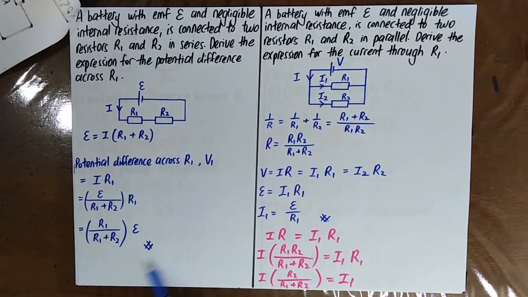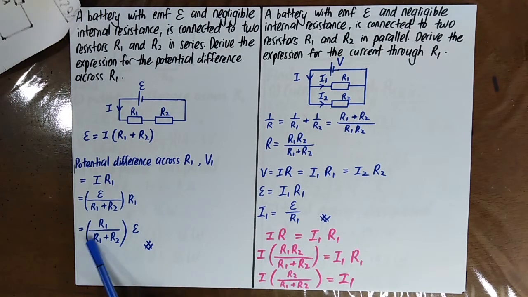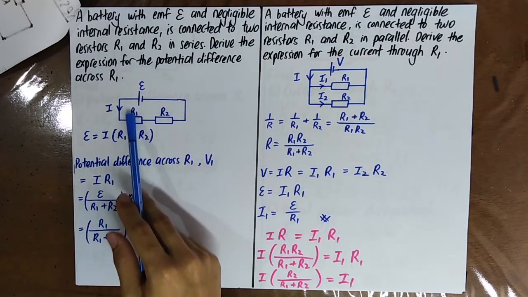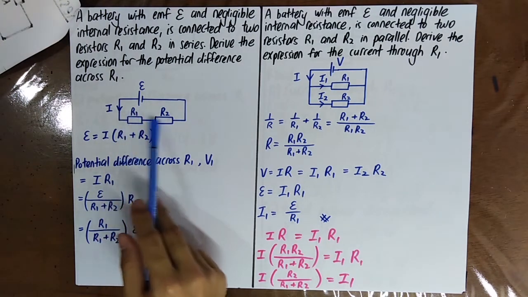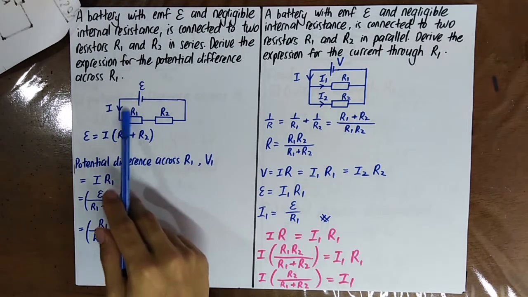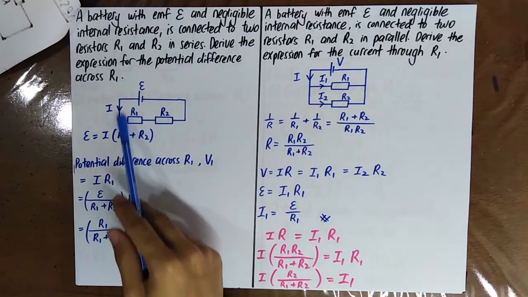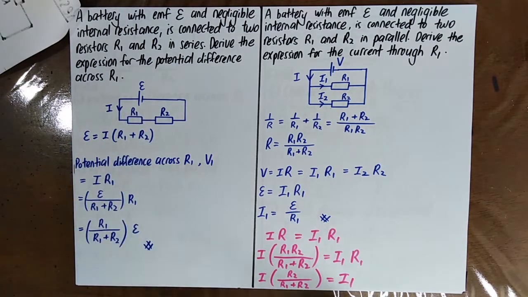And then actually this one is the equation for the potential divider. That means that the potential difference across R1, which is V1, is equal to R1 over R1 plus R2 times the E. So you know that the higher the value of R1, the higher the value of the potential difference across this resistor.